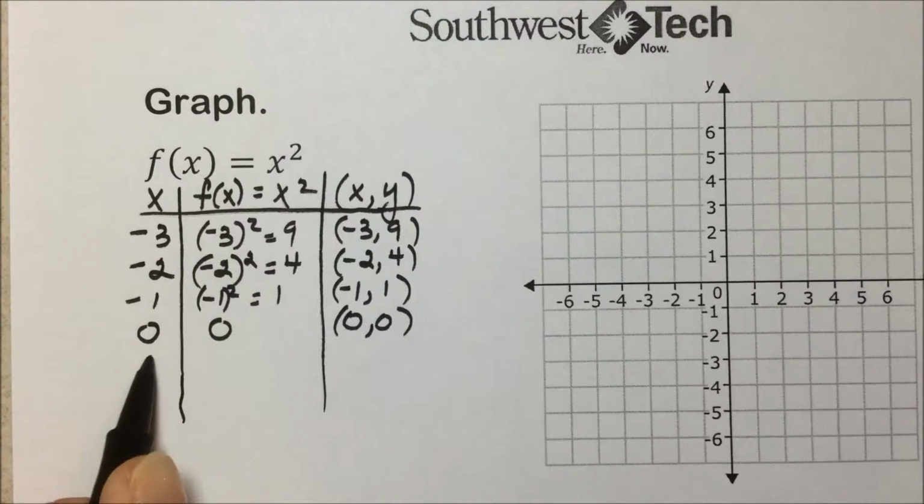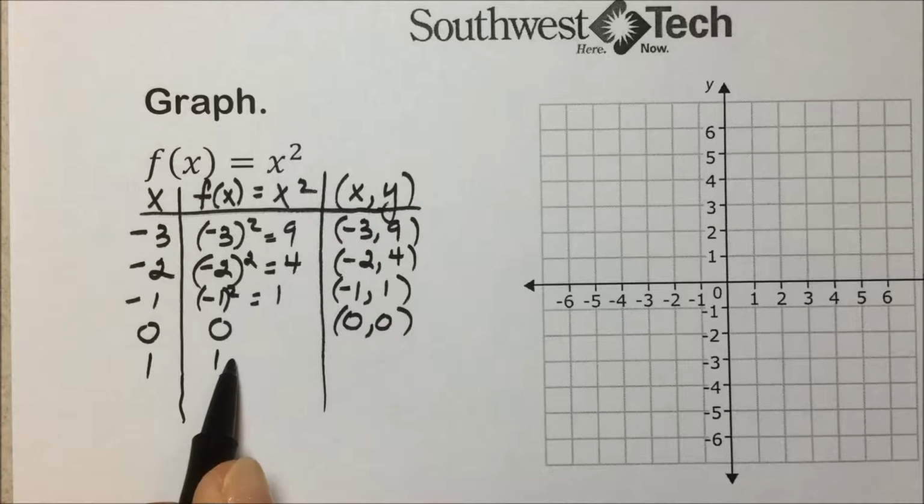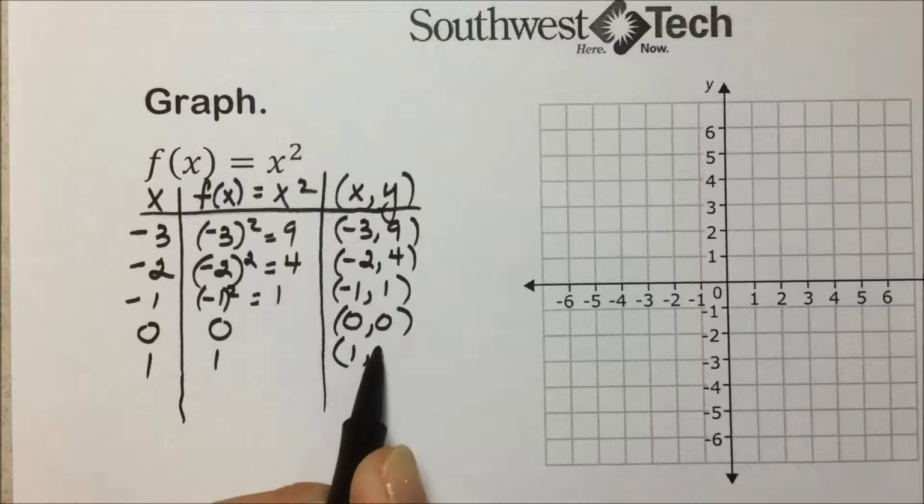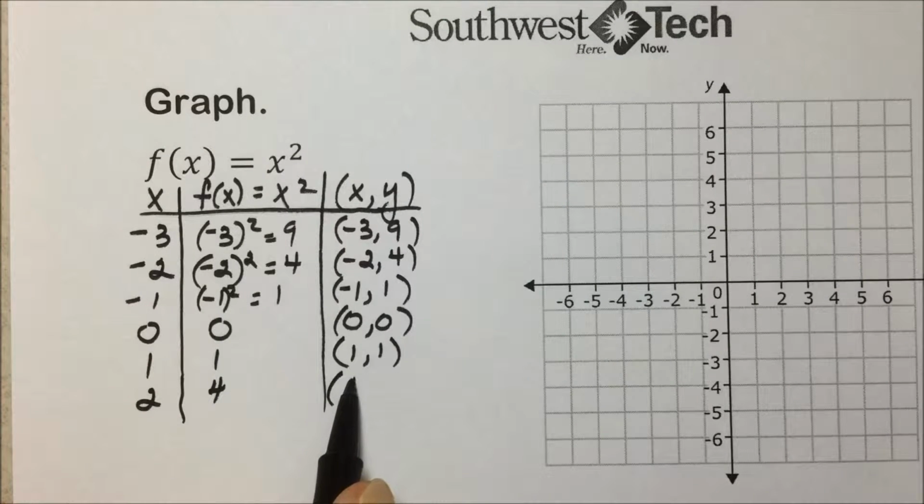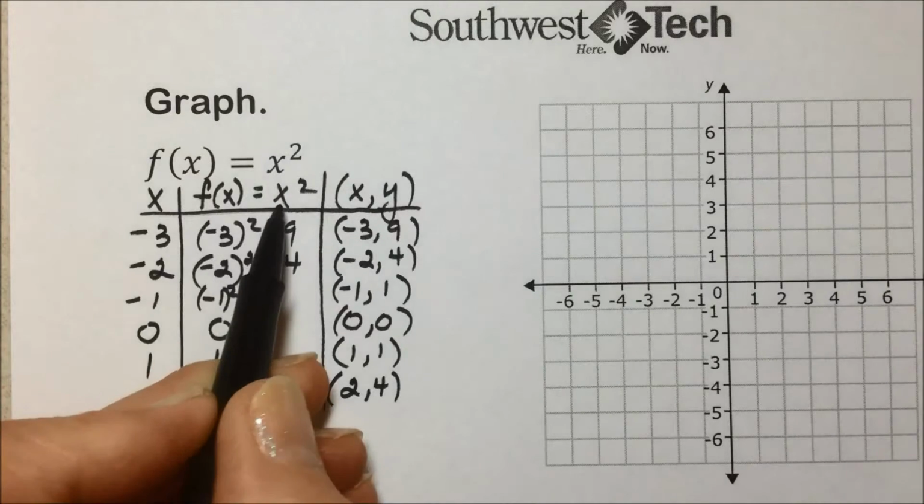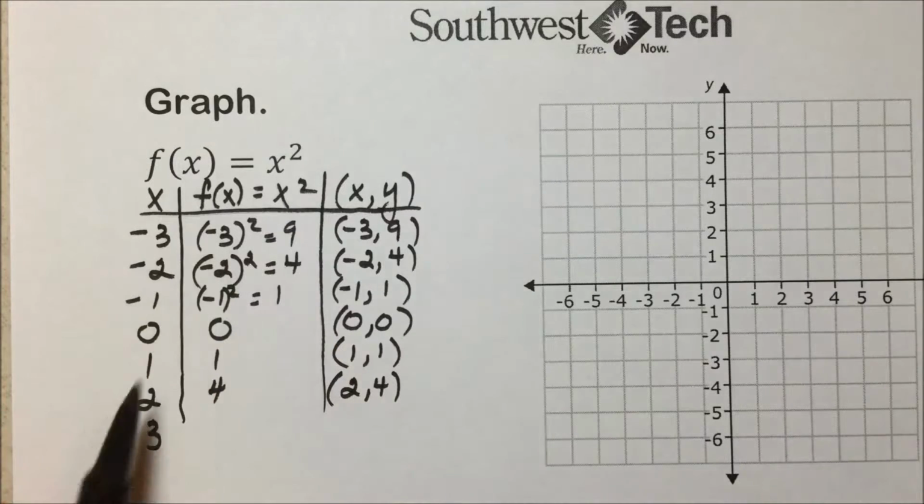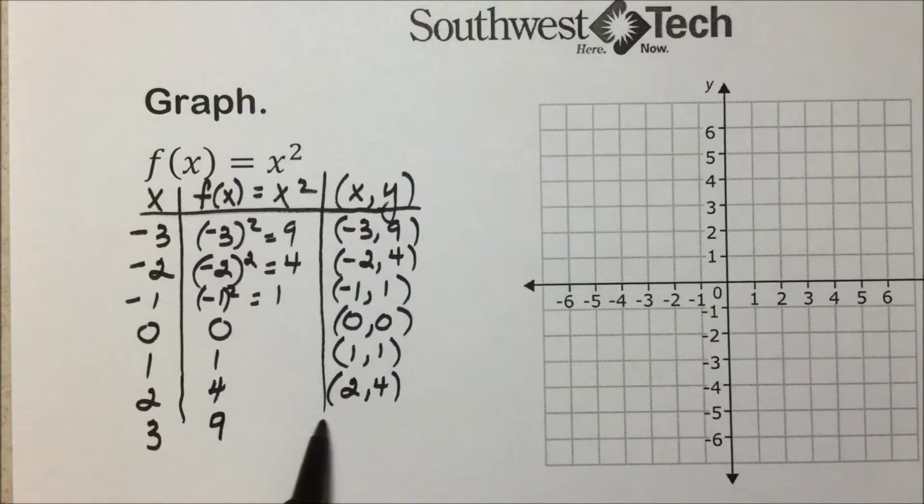Let's try some positive values. 1 squared is 1. Putting in a 2, we would have 2 squared, which is 4. So we have the ordered pair 2, 4. And just to round this out, let's finish with a 3. 3 squared would result in a 9. So we have the ordered pair 3, 9.